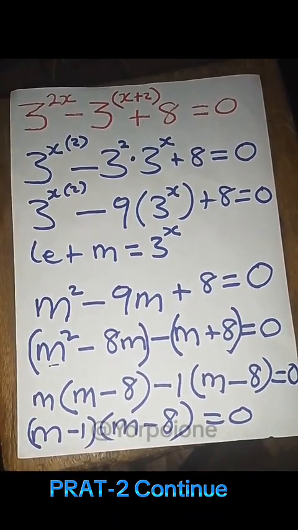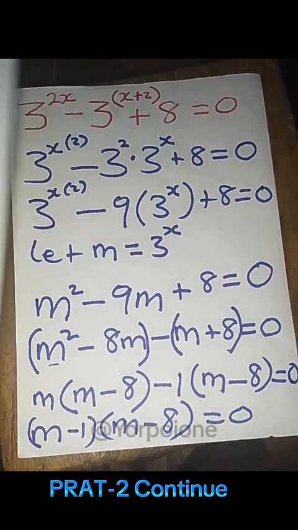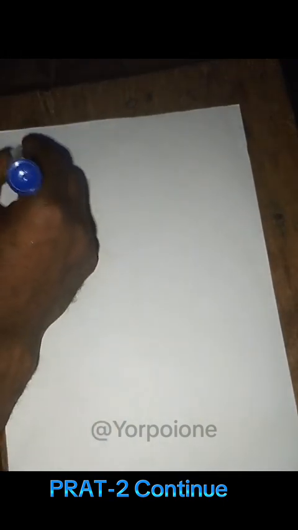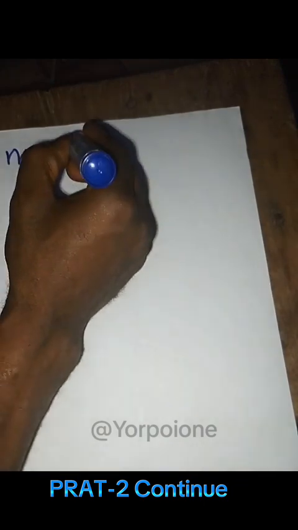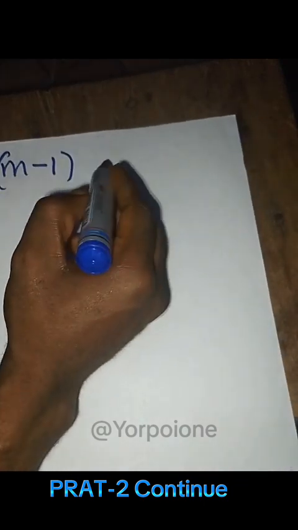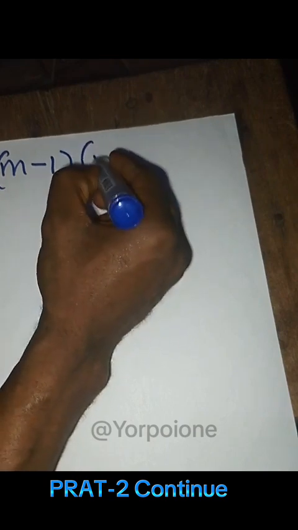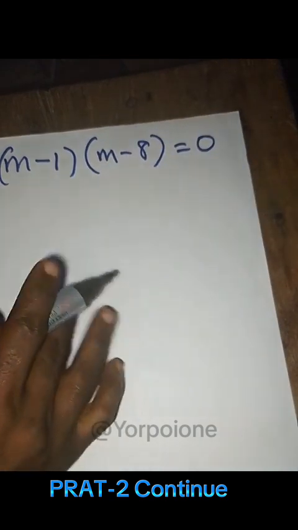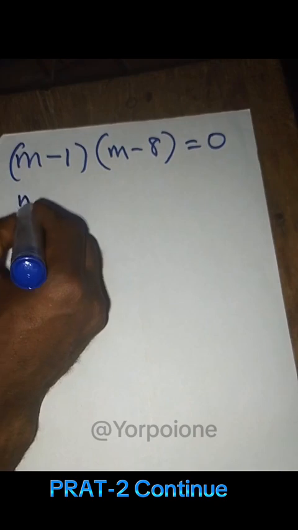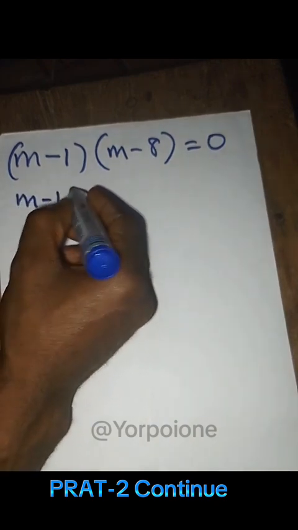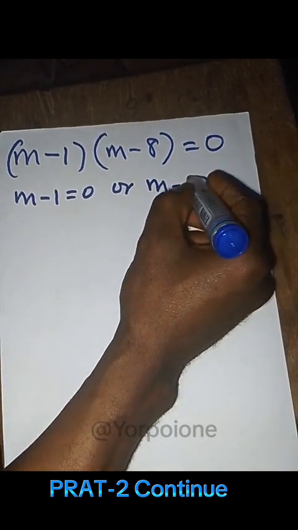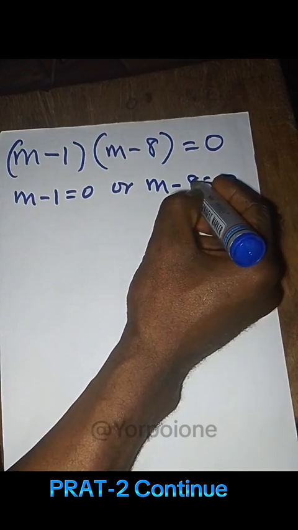Okay, let's continue from here. Of course, we stop here. Let's continue from there. That is, you have m minus 1 all into m minus 8 all is equal to 0. So that is, we want to partition these two. That is, m minus 1 is equal to 0, or m minus 8 is equal to 0.